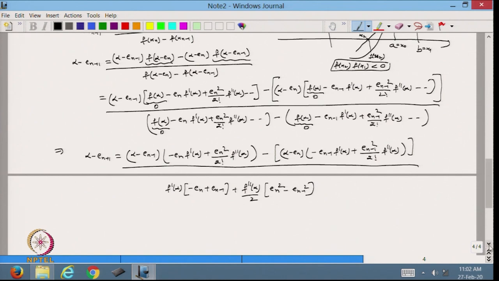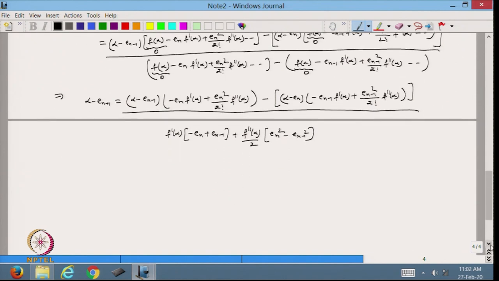So this is what we get after doing the calculation, and based on this one I can multiply this by this factor. So it will be minus α e_n f'(α) plus α e_n² by 2 factorial f''(α), then plus e_n e_{n-1} f'(α), and then minus e_n³ or e_n² into e_{n-1} by 2 factorial f''(α). So we ignore all the powers of three and more than that.